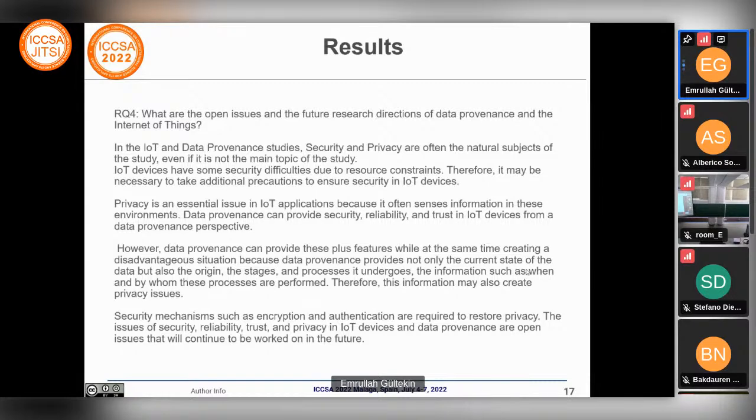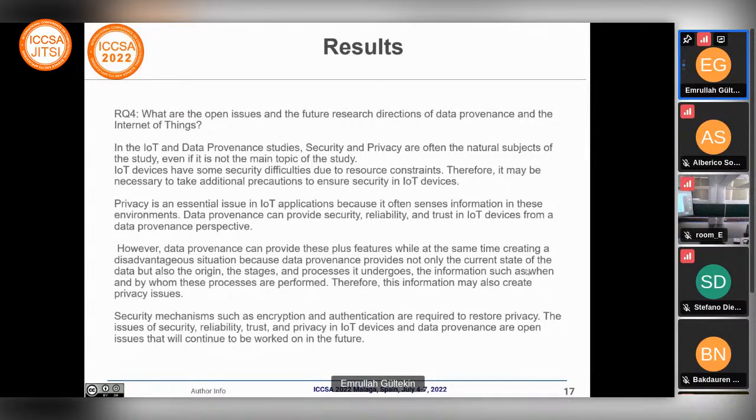And privacy is an essential issue in IoT applications because they often sense information from environments. Data provenance can provide security, reliability, and trust in IoT devices. However, data provenance can provide these features while at the same time creating disadvantageous situations, because data provenance provides not only the current state of the data, but also the origin, the stage, and the processes it undergoes, information such as when and by whom these processes are performed. Therefore, this information may also create privacy issues.